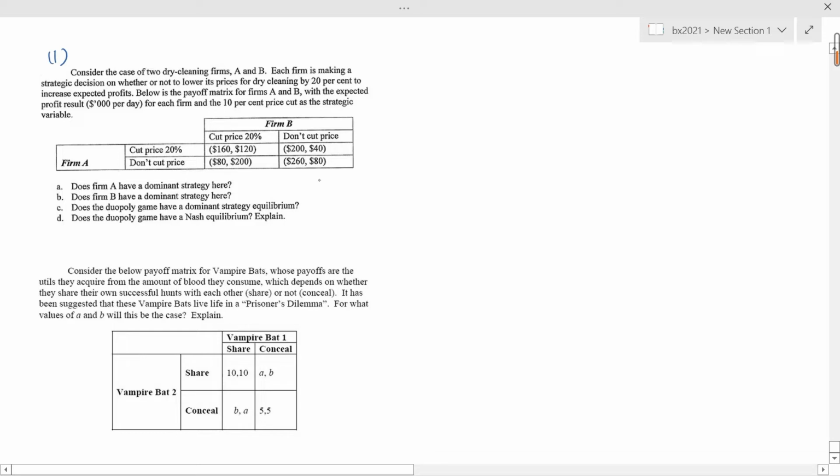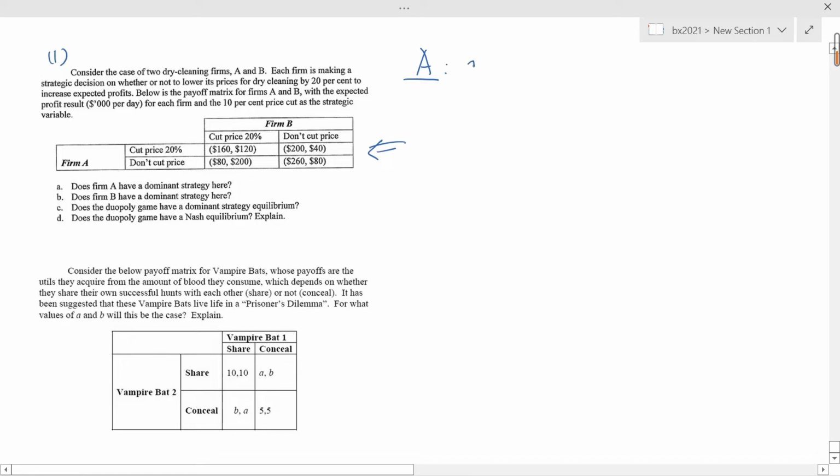So here is the payoff matrix for firm A and B, where the action is cut price by 20% or don't cut. Given this, we need to find whether firm A and B have a dominant strategy or not, and whether this duopoly game has a dominant strategy equilibrium and Nash equilibriums. Okay, so let's check whether firm A has a dominant strategy or not. The way to check for dominant strategy is mechanical. We just ask these two questions.